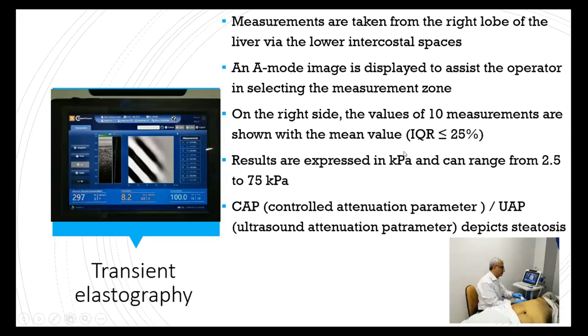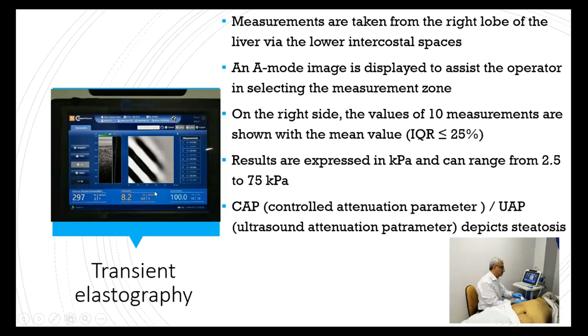So we take measurements in the right lobe of the liver, through the lower intercostal space, which may be the 9th or 10th intercostal space, and an A mode image is displayed to assist the operator in selecting the measurement zone. Then in the bottom on the right side, we see the values of the 10 measurements and their mean value. And we see the interquartile ratio, which should ideally be less than 25% if we have the correct reading. The results are expressed in kilopascal and can range from 2.5 to 75.